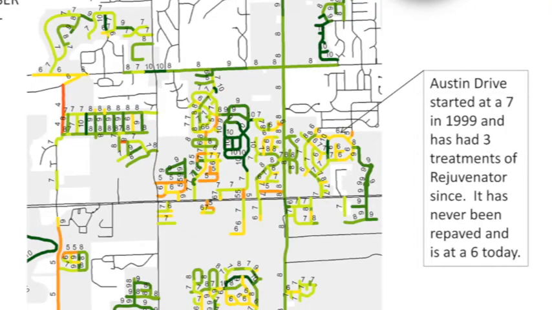And in 2013, again, you can see Austin Drive, which started at a 7 in 99, had 3 rejuvenating treatments. Since, it has now been repaved and is a 6 today. You can see it in the map. The maps, of course, have all the data right there. It's just a matter of cross-checking the Paisley rating with the treatments that were done over the years, and the data starts to become self-evident.